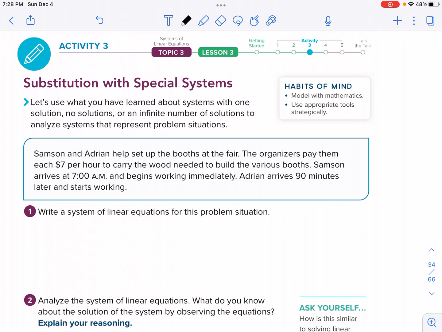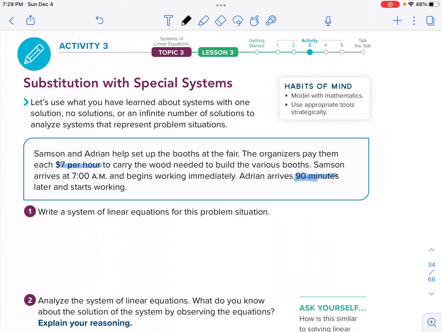So it says Samson and Adrian help set up the booths at a fair. The organizers pay them each $7 per hour to carry the wood needed to build the various booths. Samson arrives at 7 a.m. and begins working immediately. Adrian arrives 90 minutes later and starts working. Okay. Let's say 90 minutes. That's going to be important. All right. So write a system of equations for this problem situation.